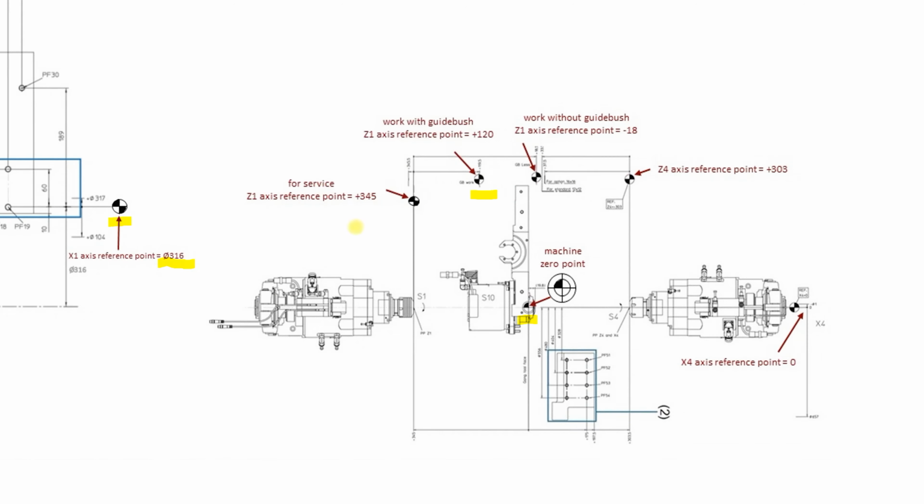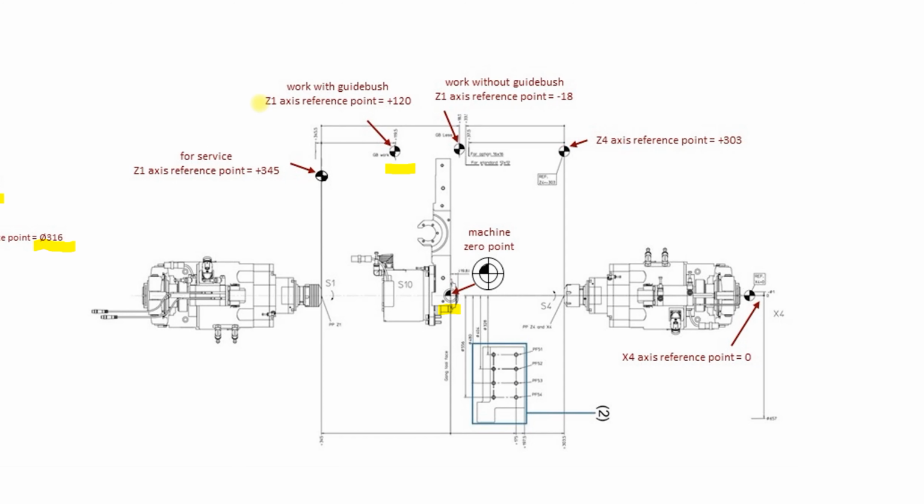The second drawing to the right shows us reference position first in Z1 axis. Generally, we can say that reference in Z1 is forward position of main spindle, but the exact value depends on the configuration. When we work with guide bush, then this is in point 120. When we work without guide bush, this reference point of Z1 is much more forward and equals minus 18.